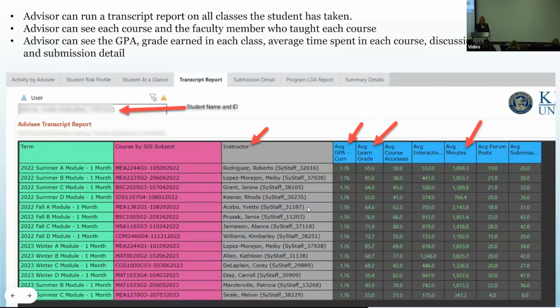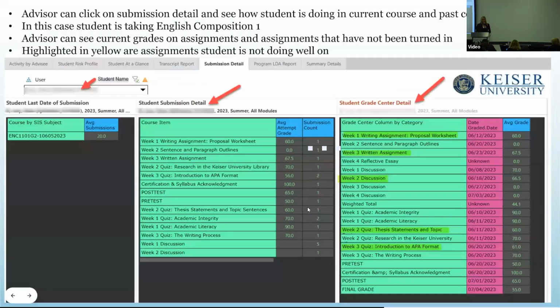So what's going on with this student? The reason why I added forum posts is because they have to do at least 3 a week. And if they've only done 1, then that's kind of an issue too. So that's kind of an early warning. And then this is the submission detail I was talking about. So they can see the course the student's taken, they can see all the assignments, and then you can see the assignments that weren't submitted.